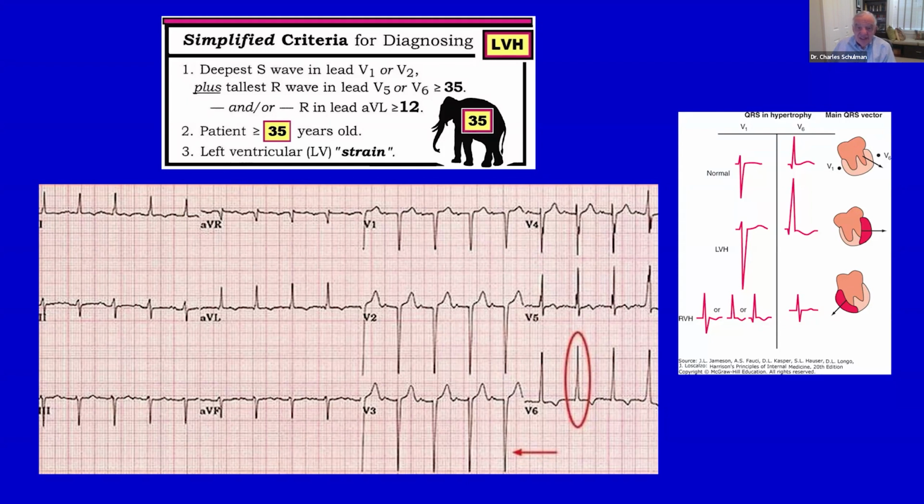Can you count on the machine to measure intervals? Yes, yes, yes, yes. The computers are very good at that. So I generally accept what they say.